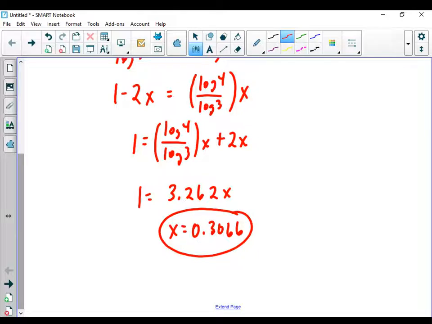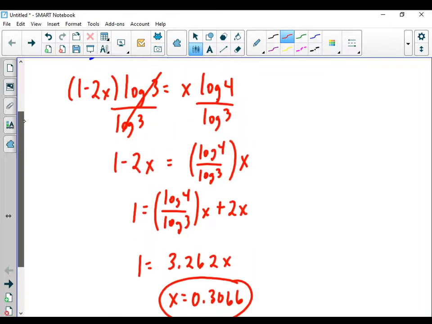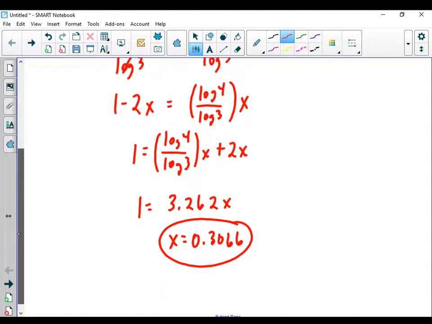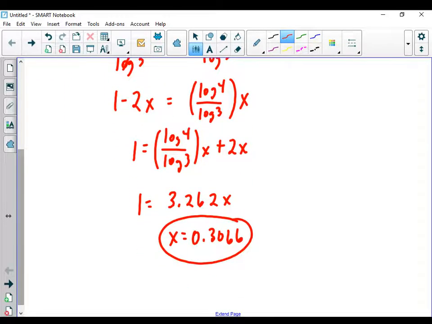So backing up, again, we did the log of both sides, which allowed me to bring down the exponent. I went ahead and divided by the log of 3, because that's really just a value I can work with. Got all the x's on the same side, and eventually then solved for x.